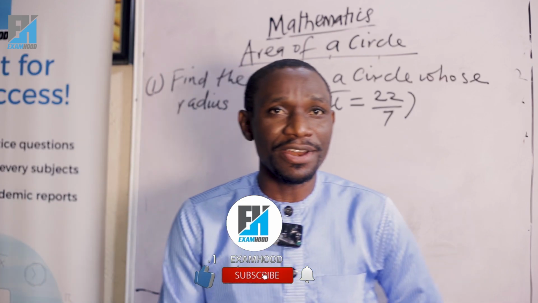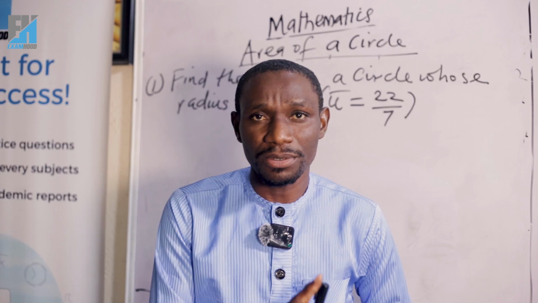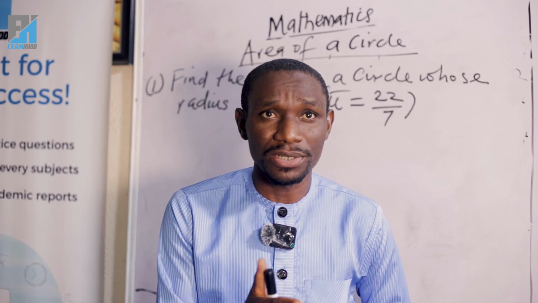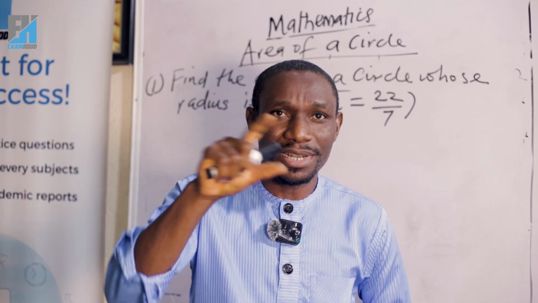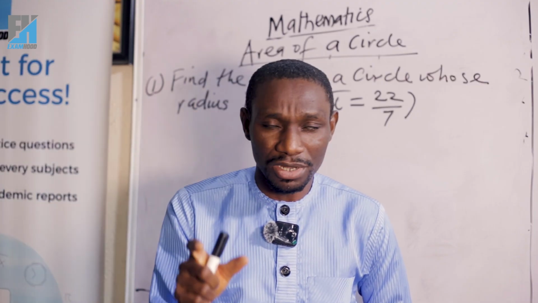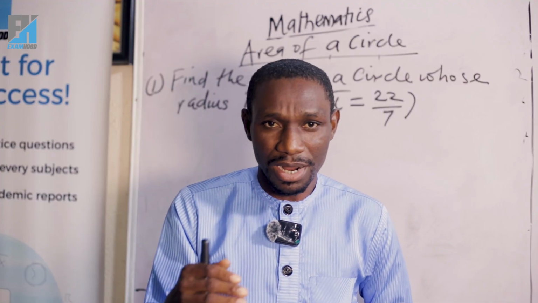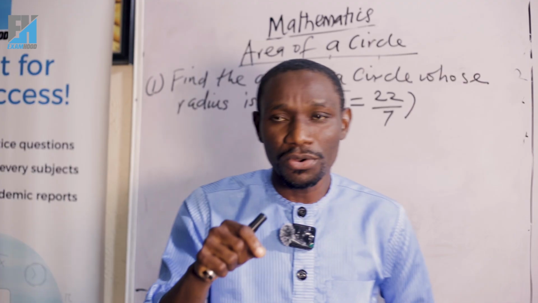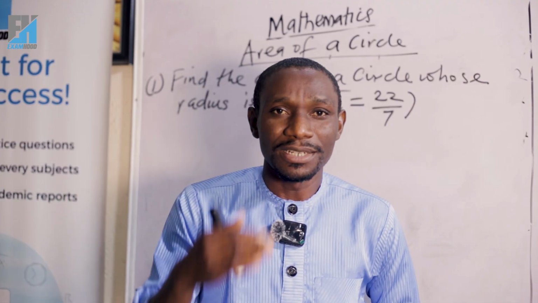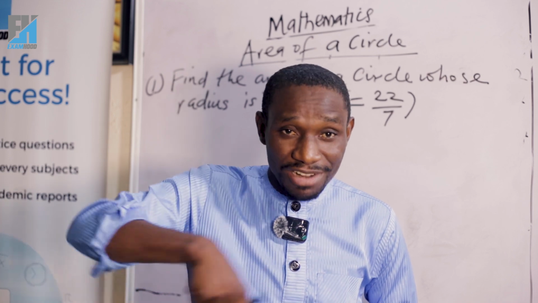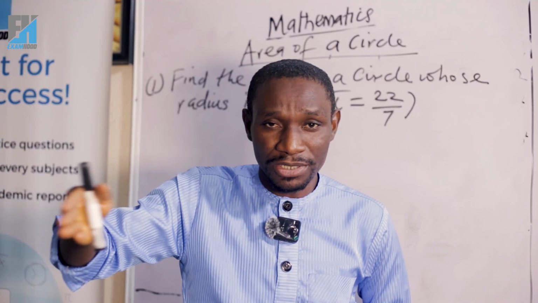Today we are looking at area of a circle. You know that last time we discussed area and perimeter of a circle, and we told you that a circle has a round shape. So if you are looking at the area of a circle, you are looking at the radius, and we said the radius of a circle is a distance from the center of the circle to the circumference. The circumference of a circle is a distance round the circle. So the circumference is also referred to as the perimeter of a circle.